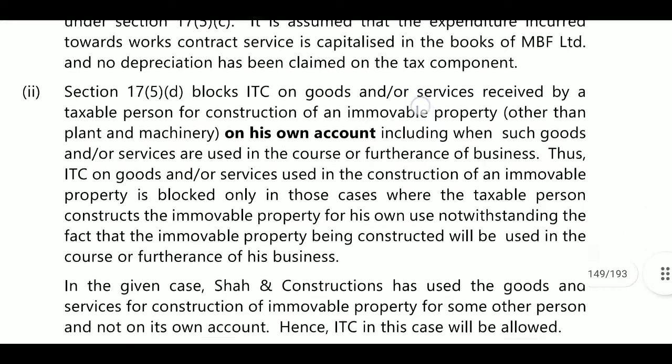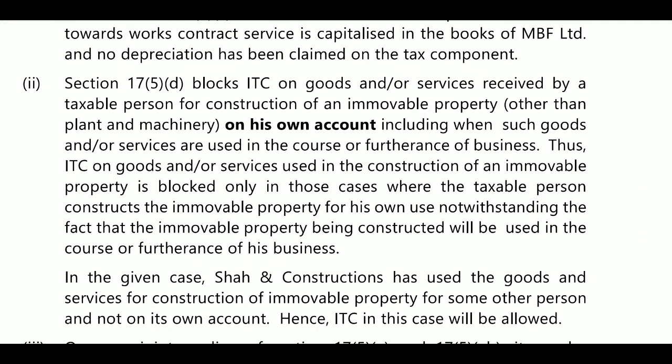Next, the second question. Section 17(5)(d) is related to blocking of ITC. It is also a block of ITC: goods or services received by a taxable person for construction of an immovable property. 17(5)(c) is for work contracts, that is, work contract related. 17(5)(d) is for construction of immovable property on his own account.